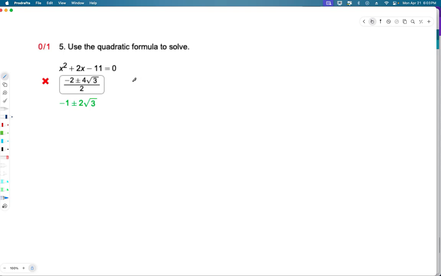Because remember, we can separate these and say -2 over 2 plus or minus 4 times square root of 3 over 2. So we can divide this by 2 to get -1 plus or minus 4 divided by 2 is 2 times the square root of 3. So remember to look at those whenever you have a complex fraction like that. Separate it out and see if you can reduce. And then you're going to be more likely to get the correct answer. You did the math perfectly right. You just forgot to reduce it. All right, let's look at the next problem.